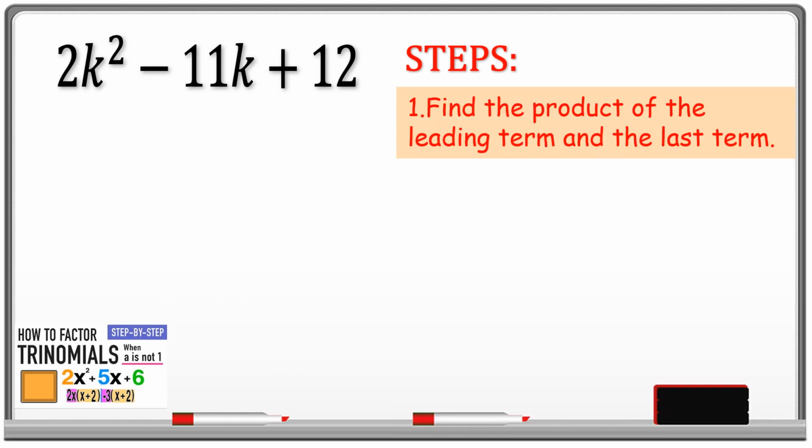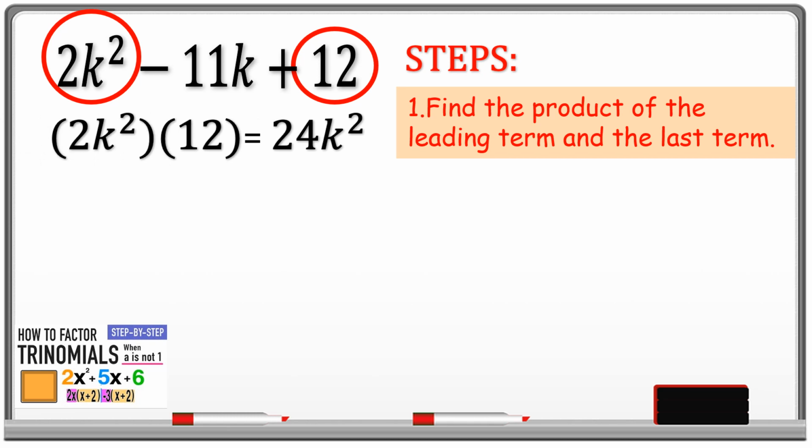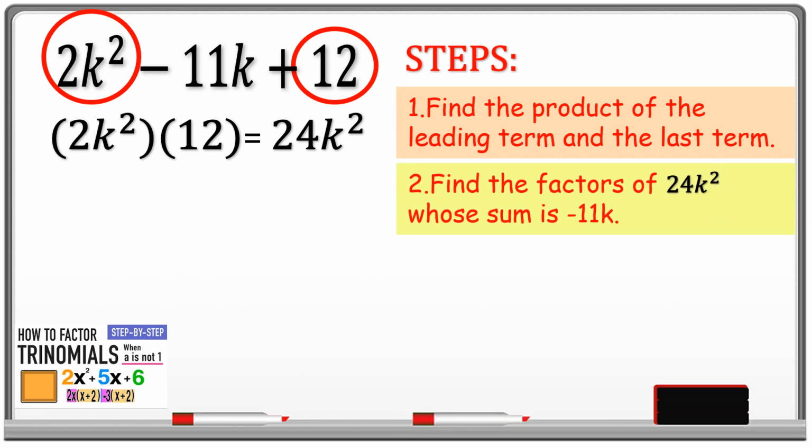Step 1. You find the product of the leading term and the last term. So, this is our leading term, which is 2k squared, and our last term is 12. So, you need to find the product. You multiply. 2k squared times 12 will give you 24k squared. Step 2. Find the factors of 24k squared whose sum is negative 11k. So, you need to think of the factors of 24k squared that will give you the sum of negative 11k.